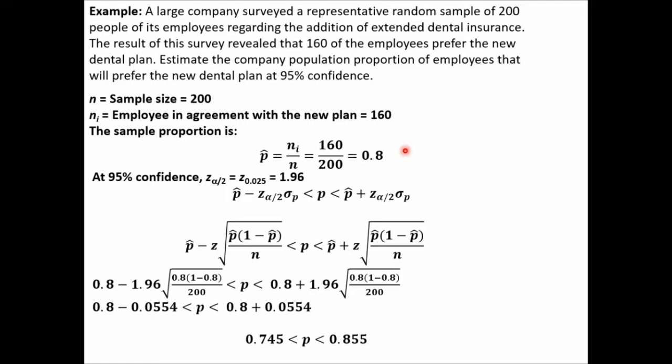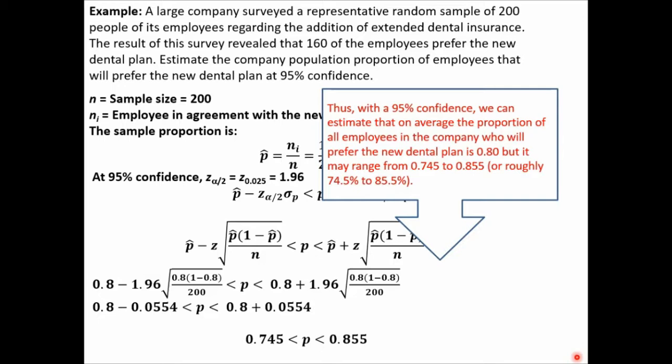Now we need an interval estimate. We know at 95% the z-value is 1.96. We simply use the expression for the interval estimate, substitute all the values, and here we get an estimate of the proportion of people that would agree to the new dental plan from 0.745 to 0.855. With 95% confidence, we can estimate that on average the proportion of all employees in the company who will prefer the new dental plan is 0.8 or 80%, but it may range from 0.745 or 74.5% to 0.855 or 85.5%.